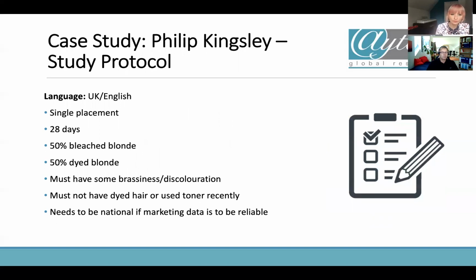So who did we recruit? Well, it's a UK study, as mentioned. It's a 28-day study. Because it's a weekly mask, we wanted them to use it at least 4 times. So obviously that meant 4 weeks in total.